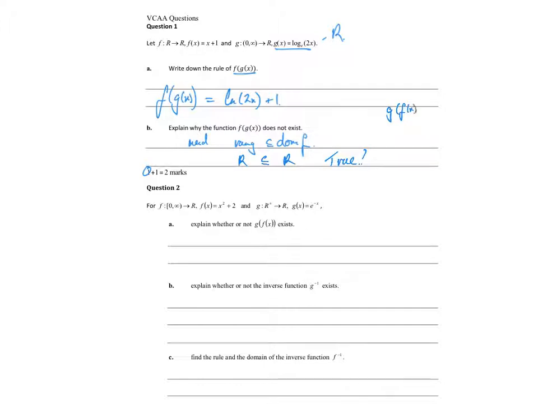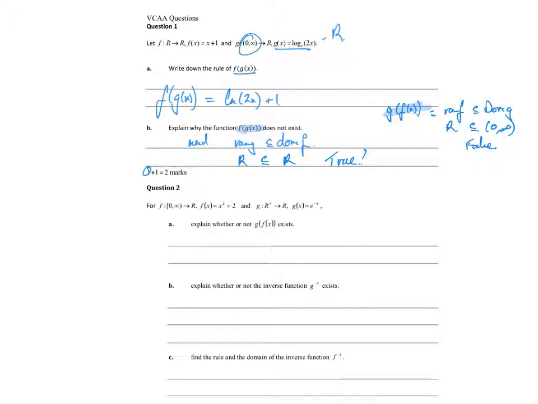G of f of x would require the range of f to be a subset of the domain of g, and the range of f is R. The domain of g is 0 to infinity, which is false. So maybe that's a mistake in the question. Not too sure about that. I reckon it might need to be over here, g of f of x. All right.